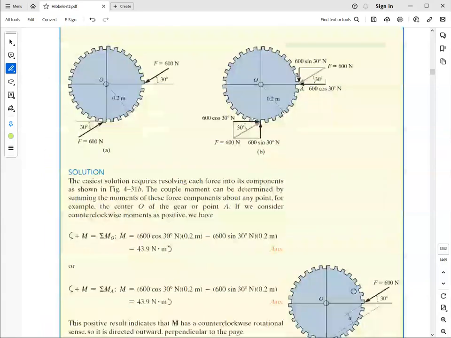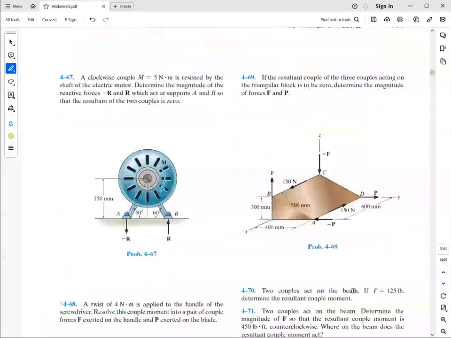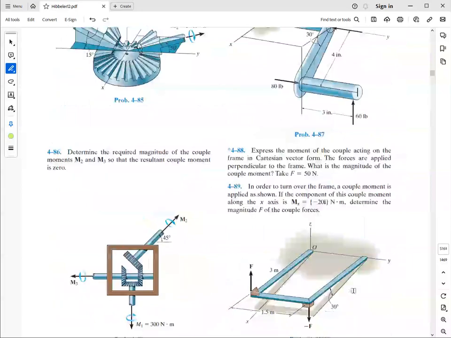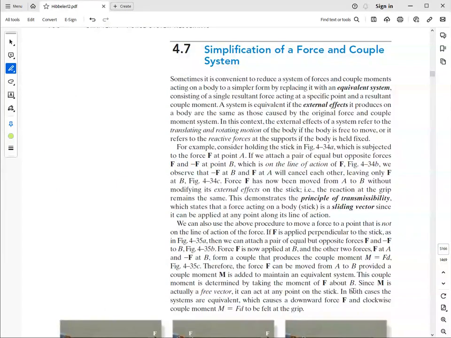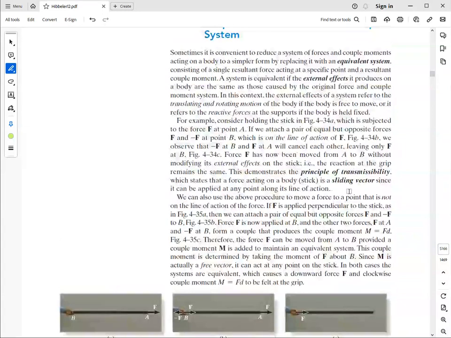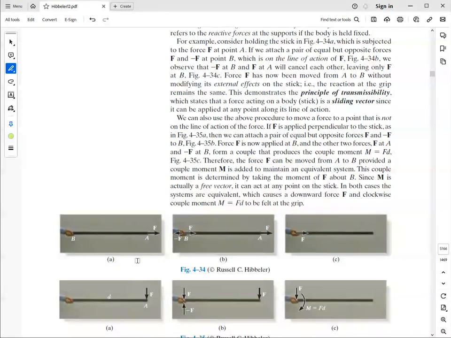Okay, so let's move forward and discuss the next section, simplification of force and couple system. So here is essentially clarifying the concept that a force is a sliding vector. So let's look at these three figures in the first row here.